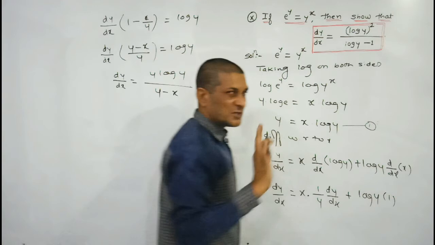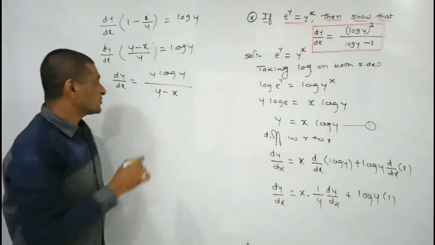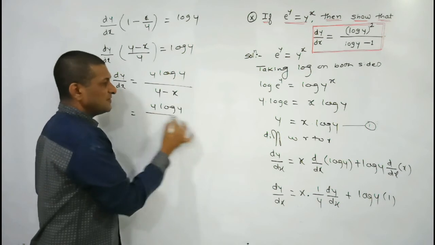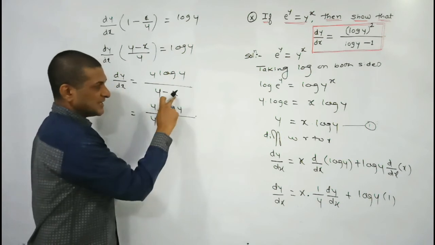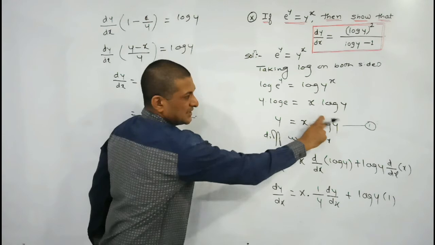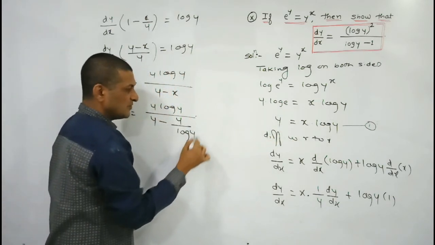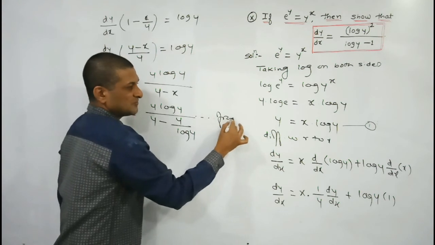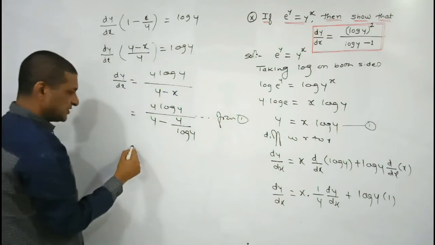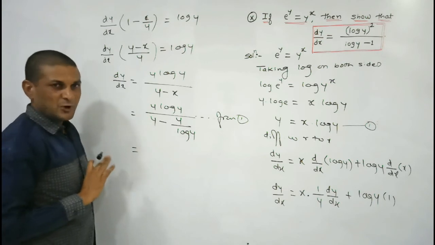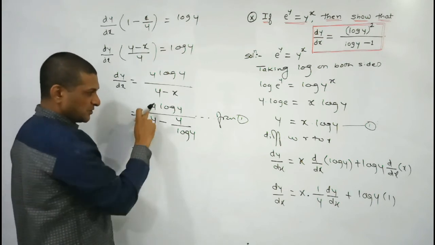Let us denote this equation by equation number first. So which is equal to y log y, keep it as it is, divided by y as it is minus x. What is the value of x here? y upon log y. So this value we are getting from equation number first. So which is equal to, now I am multiplying numerator and denominator by what? log y.